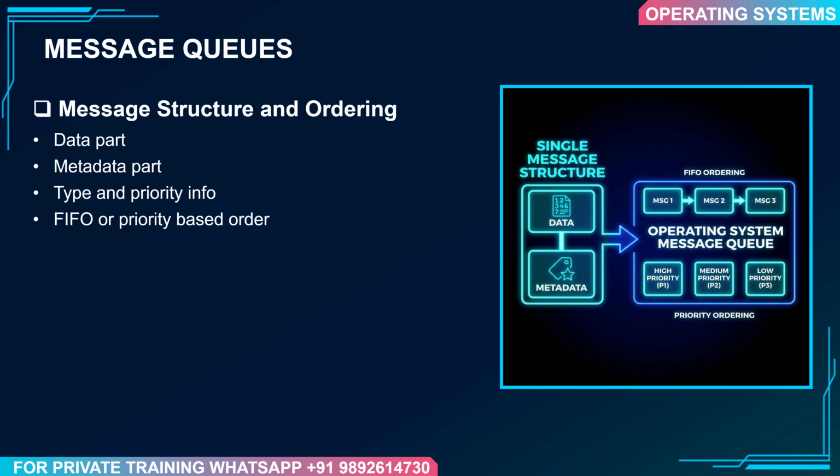A message usually has two parts. One part is the actual data, which could be text, numbers, or structured information. The other part is metadata, such as the message type or priority. The operating system stores these messages in the queue in an organized manner, usually following rules like first come, first served, or priority based ordering.